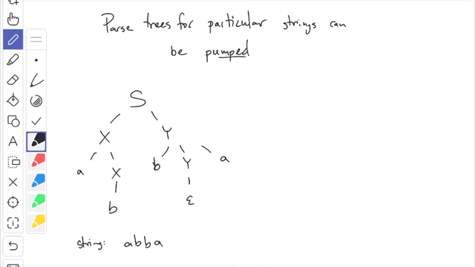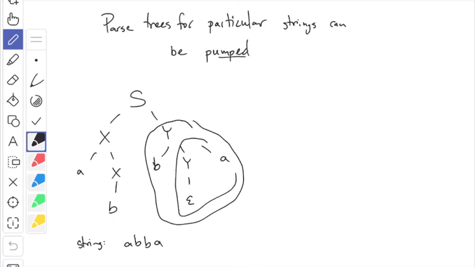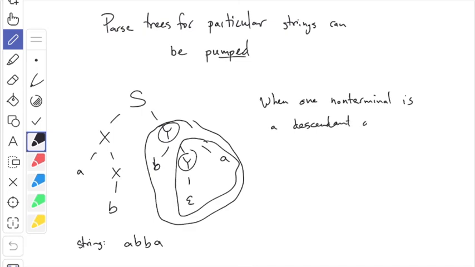This is not pumped. I'm about to show you what it looks like when you pump it. What pumping is all about is when you see a non-terminal which is a descendant of itself. In this case, we have a Y, which is a descendant of another Y. So when one non-terminal is a descendant of itself, we can, if we want to, pump it.